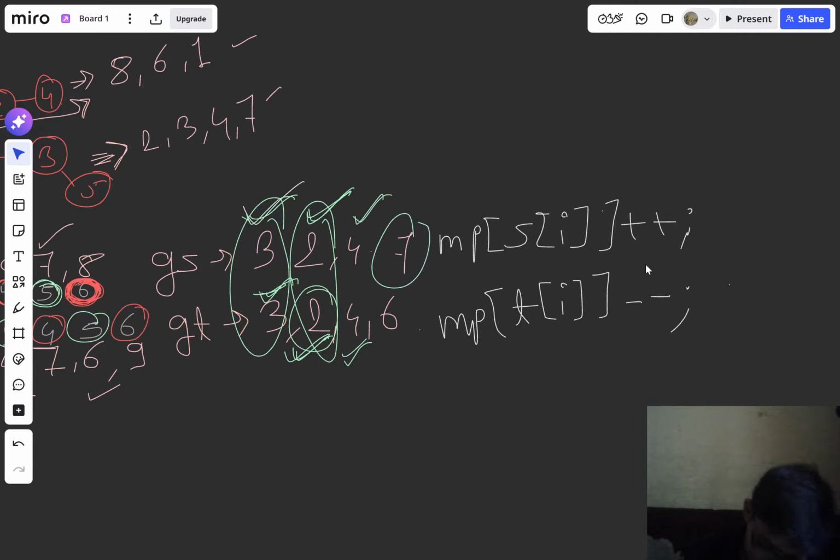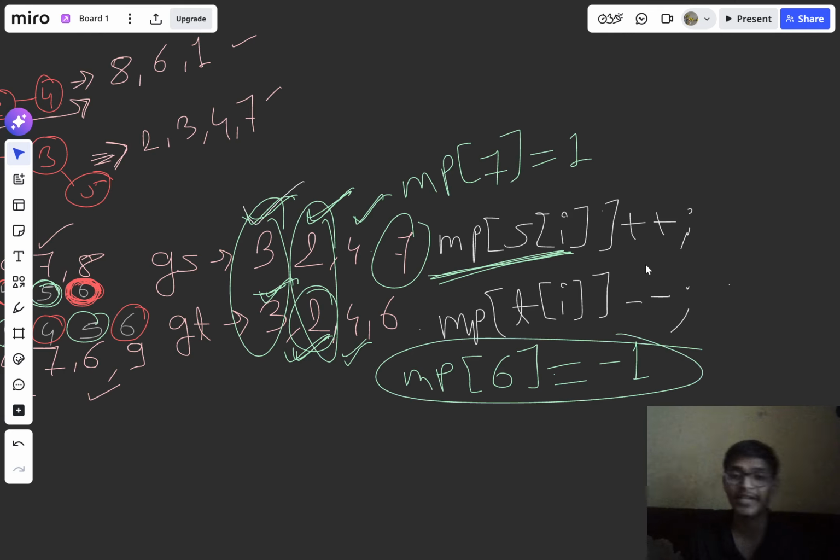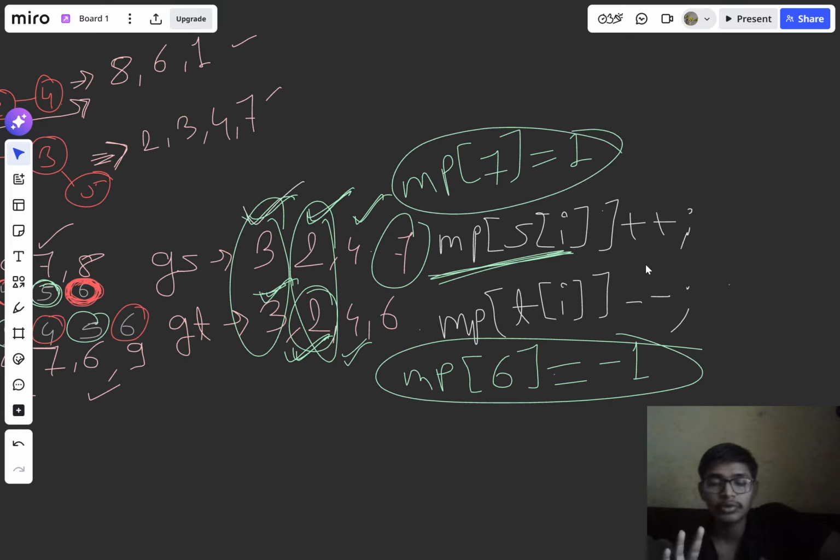Now for 7, the map size will be 7, so the count of 7 will be increased by 1. Then the count of 6 will be decreased: initially it is 0, so it becomes -1. So here we have got -1 and 1, and both are different. To balance this situation, these are the two elements which we got as unbalanced.